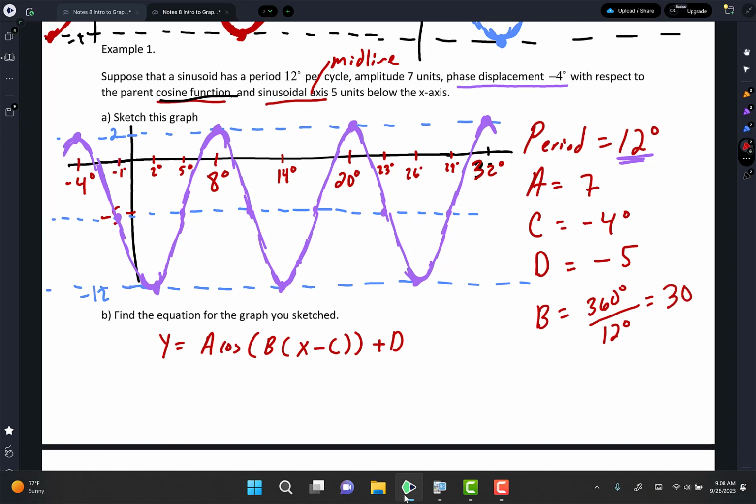So here we go. I'm going to write y equals, what's my amplitude? 7 cosine, open parenthesis. What's the B? 30, open another parenthesis. X minus a negative 4. So that turns it into a what? Positive 4. It's a degree, so put a degree symbol. 4 degrees. Close it twice. Close, close. And then what's the midline? And there it is.